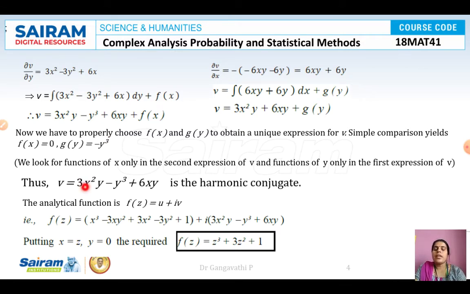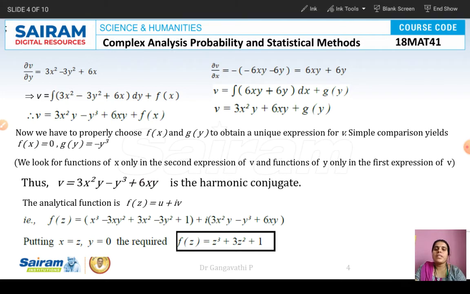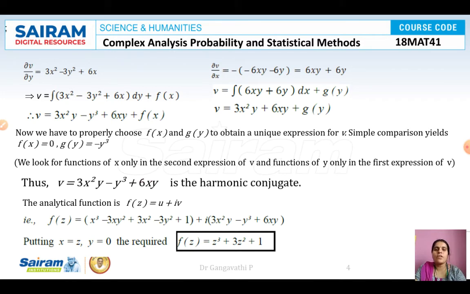Now, therefore we are going to combine both the v's and make it as one function. So write down the common terms, and remaining terms must be compared and written for f of x and g of y. So 3x square y exists in both, so write it. And this g of y, the term which has only y, that is y cube, write it. And then 6xy which is existing in common. And f of x, we don't have any term because f of x is 0. There are no terms which has only x. So this is our harmonic conjugate v.